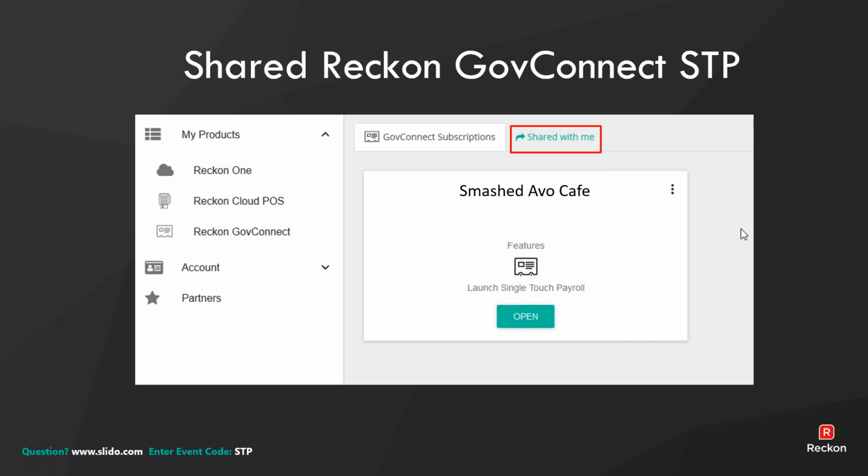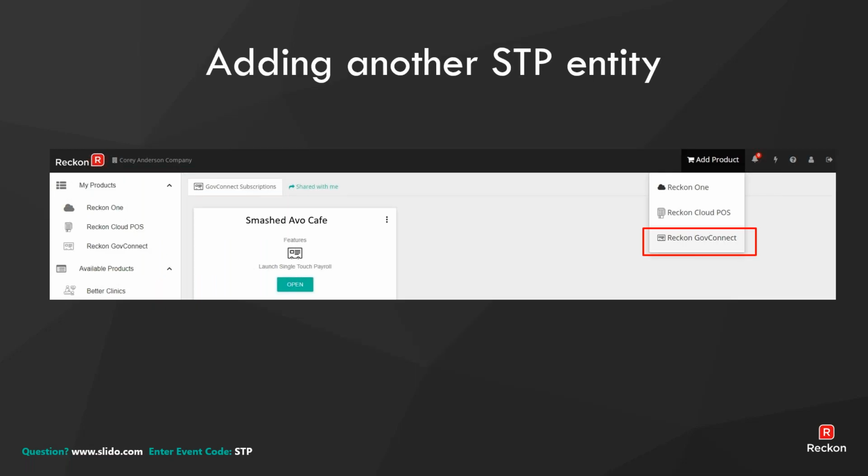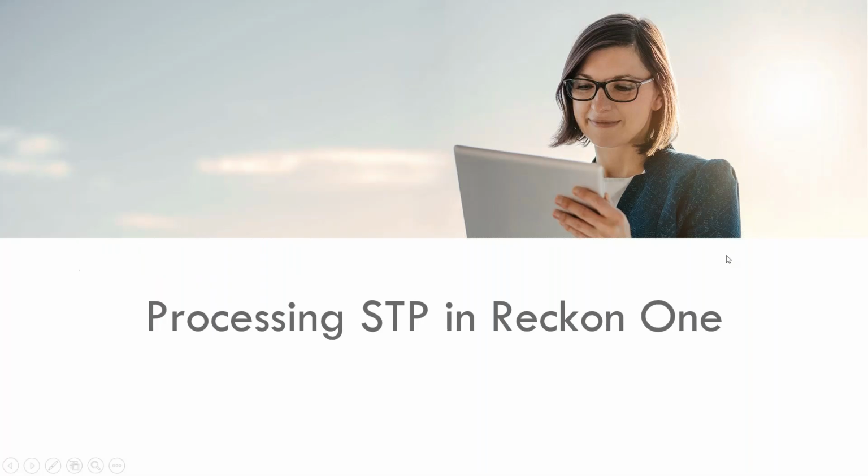If you are sharing your STP entity with other users, basically you'll need to go to the Shared with Me tab, and then that will have the STP entity listed on there. If you need to add another STP entity, on the top right, you can click on Add Product and then go to Reckon GovConnect.